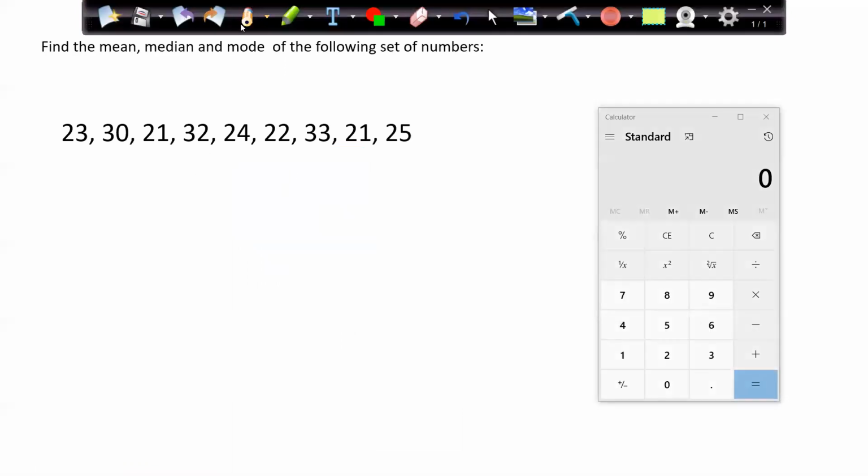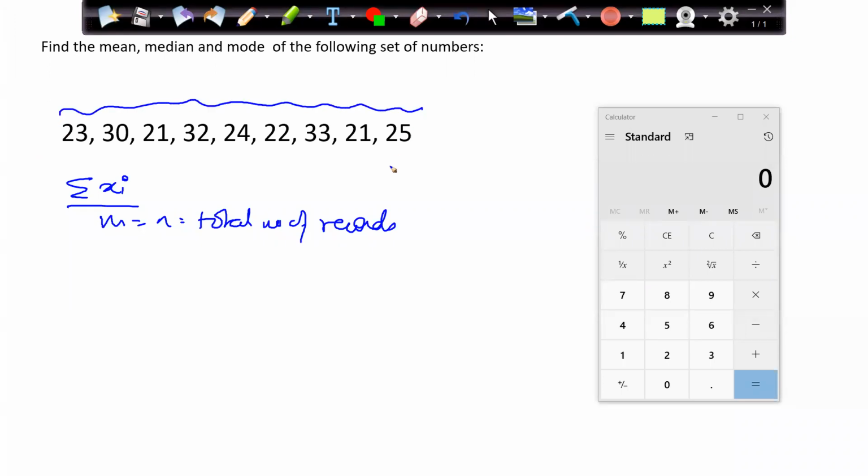So first of all, what is mean? Mean is nothing but when I sum up all the records, right? That is sum of xi by n, where n is my total number of records. So I have to sum up all these numbers and then divide by the total number of records. There are 1, 2, 3, 4, 5, 6, 7, 8, 9 records, so n is 9. That is nothing but the mean for me.